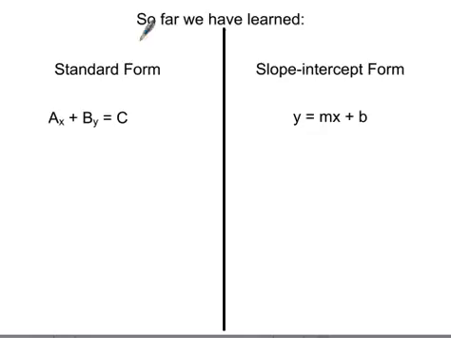So far, the basic two equations that we know are standard form, ax plus by equals c, and slope-intercept form, y equals mx plus b. We also learned standard direct variation, which is a type of slope-intercept form. Direct variation is a type of slope-intercept.